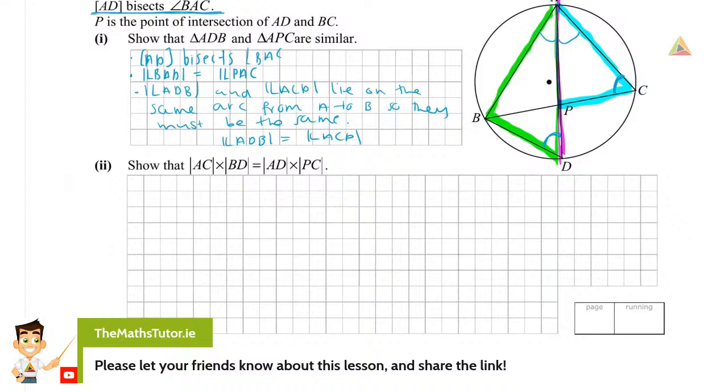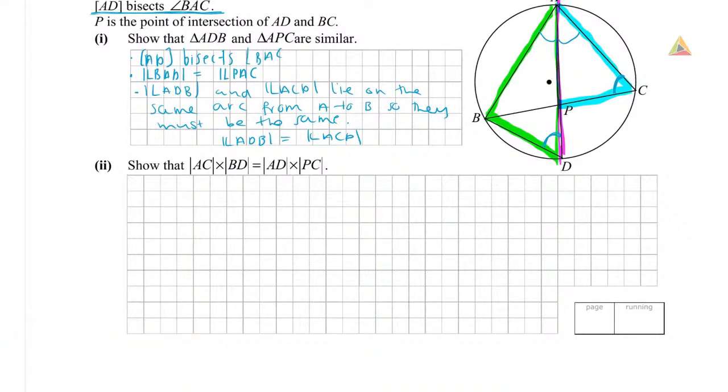Okay, I'm going to scroll down here. Show that the length of AC multiplied by the length of BD is equal to the length of AD multiplied by the length of PC. Now, since the two triangles are similar, which we've just proved, corresponding sides must be in proportion to one another. So because of that, the side AC over the side AD would be the same ratio as the side PC over BD. Now, if we cross multiply those, we get AC multiplied by BD is equal to AD multiplied by PC, which is what we were asked to prove there. So that's that question done.